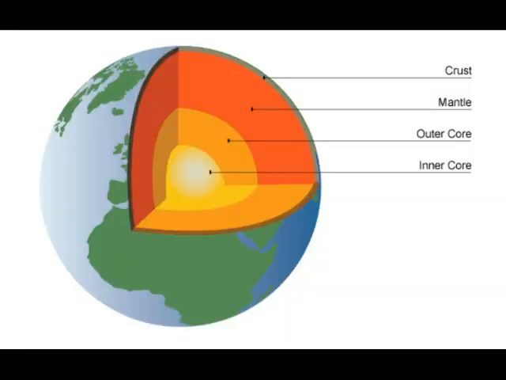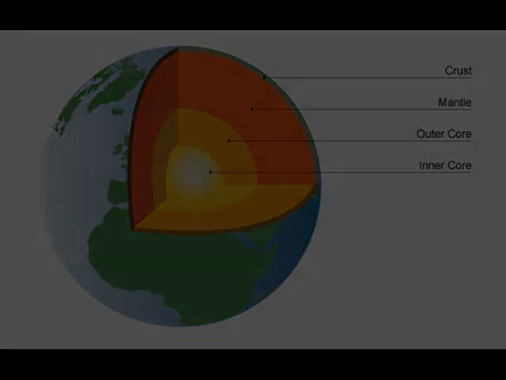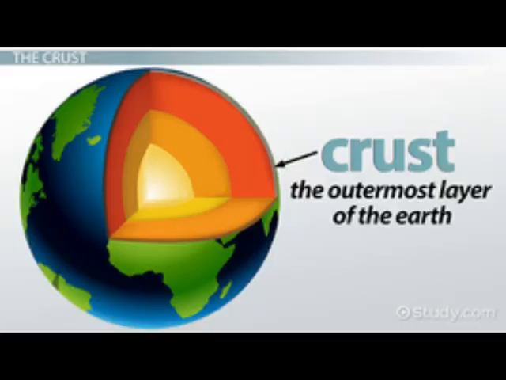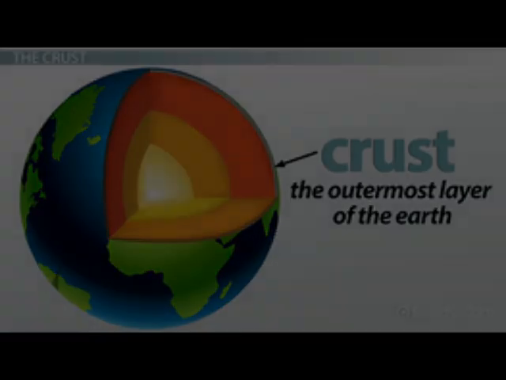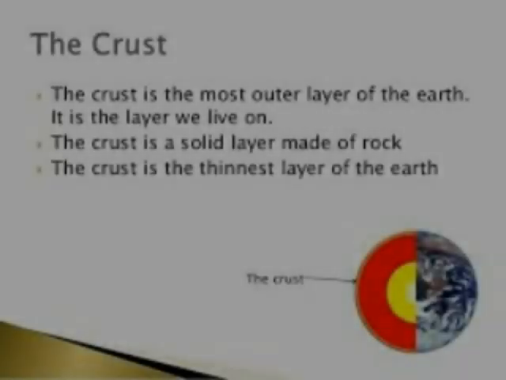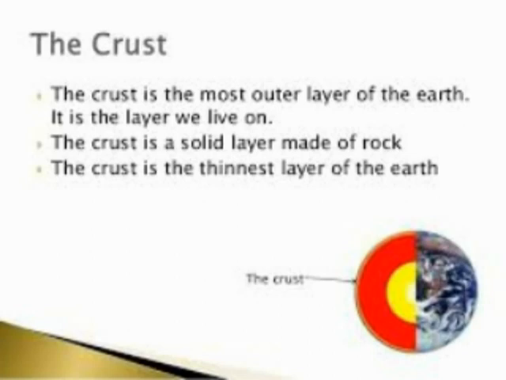See the picture. You can see four main layers of the Earth: the crust, the mantle, outer core, and the inner core. The crust. The crust is the thin outer layer of the Earth where we live. The Earth's crust is thin like the skin of an apple. It is very thin compared to the other three layers. The crust makes up 1% of the Earth. It is a solid layer made of rocks.